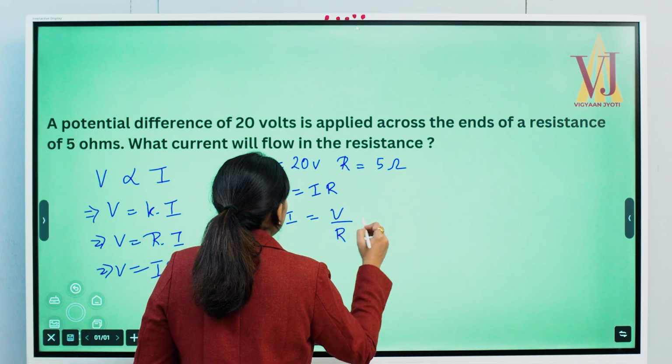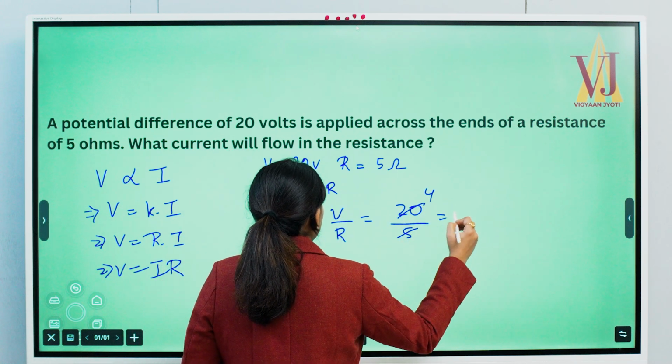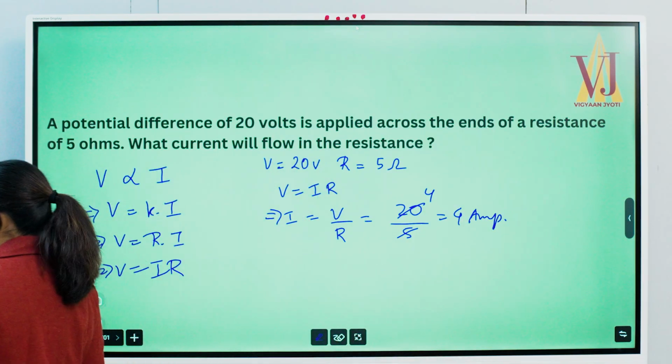So it's V by R. V is 20 and resistance is 5. So it becomes 4 ampere. This is very easy and pretty good.